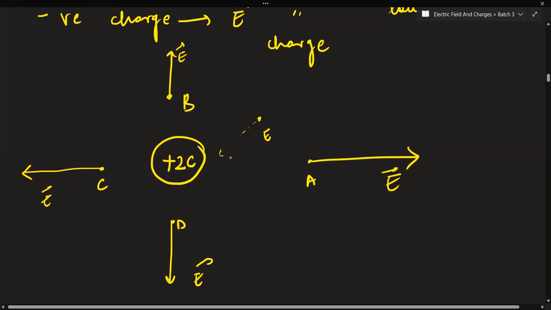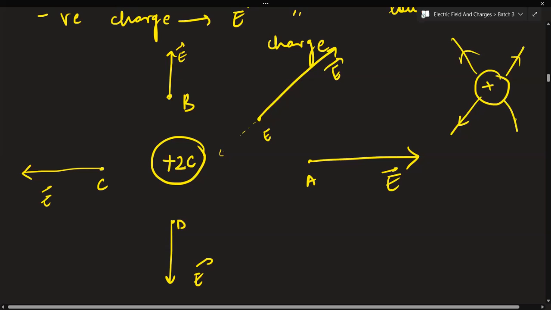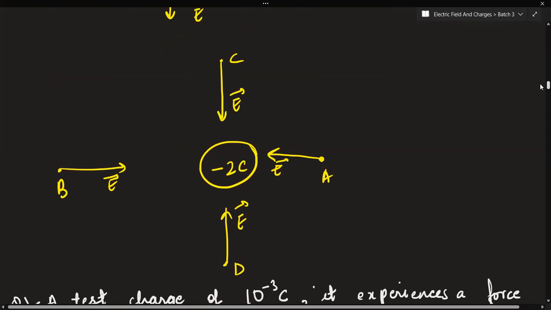But for a positive charge, what did I tell you? You have to move away from the charge. So this will be the direction of electric field for this point. Similarly, if you have all the points and you have a positive charge, electric fields will be away from it. Opposite is the case of negative charge. You have to move towards the charge if you have a negative charge.